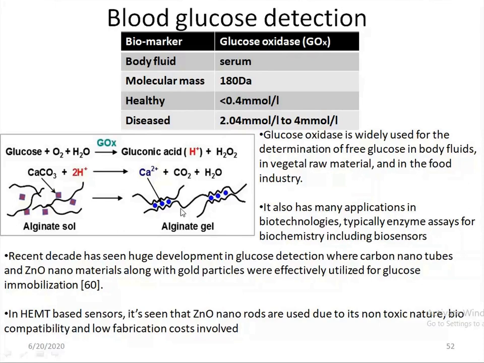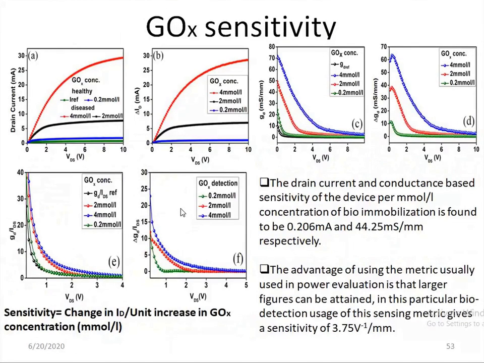The surface modulation required here is growing some zinc oxide nanorods on the gate surface or the channel surface of the device, so that sensing can be further increased. Again, this is the sensitivity for GOX detection. If you want all these details, you can check my paper in IEEE Transactions on Nanotechnology, called Charge Detection Based Approach for Detection. In that paper, I have detailed all these things, so I'm not going into the details here.